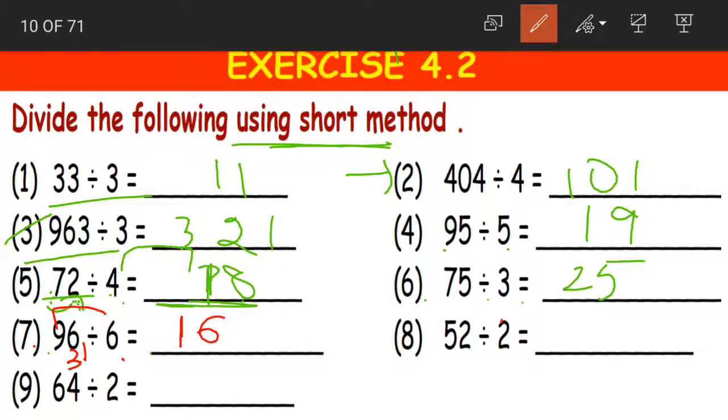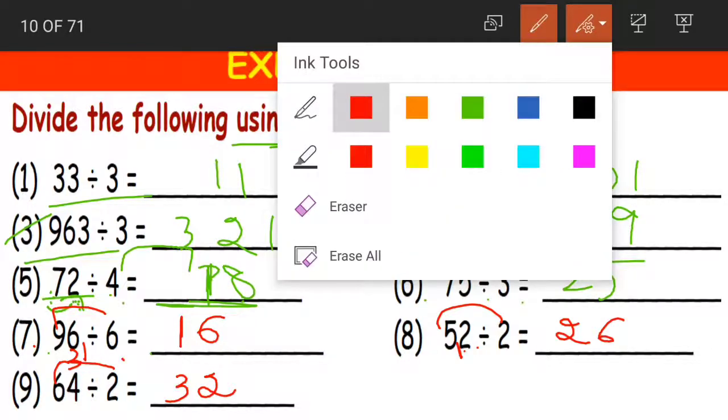Now 52 divided by 2. 2 2s are 4. 1 is remaining. We have 12 here. 2 6s are 12. Now 64 divided by 2. 2 3s are 6 and 2 2s are 4. Clear, children, how to divide using the short method?